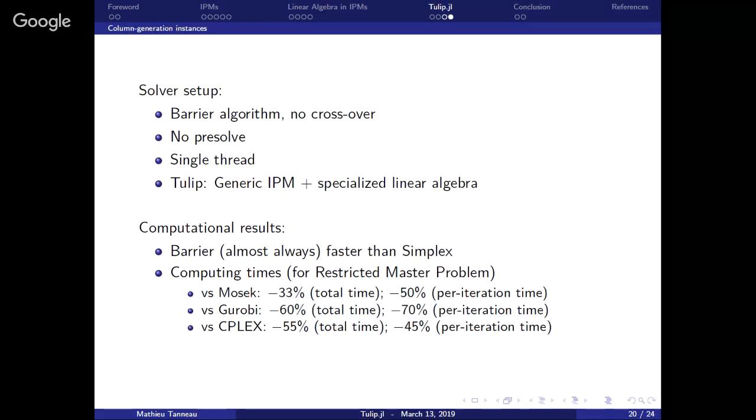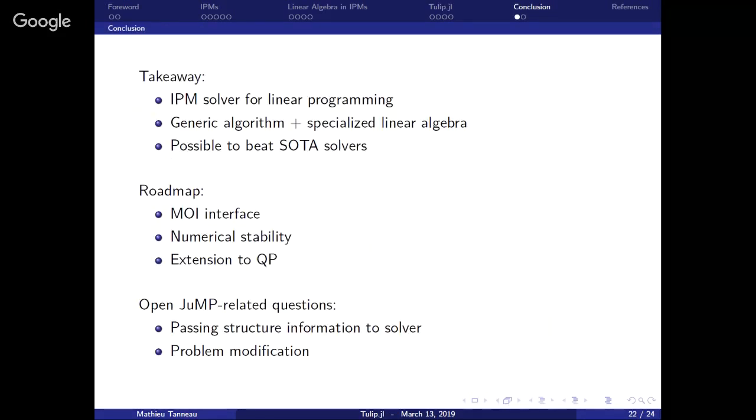But the point that I want to make is that if you use even a generic interior point solver and you're able to specialize your linear algebra, which is something that you can do very easily in Julia, then it's possible to beat state-of-the-art, even commercial solvers on non-trivial instances. So this is where I am right now, and I'd like to extend this to make it more available through MOI and JuMP. Obviously, I have to work on numerical stability because right now I would not advise you to use it in any practical application, and possibly extend it to quadratic programming.